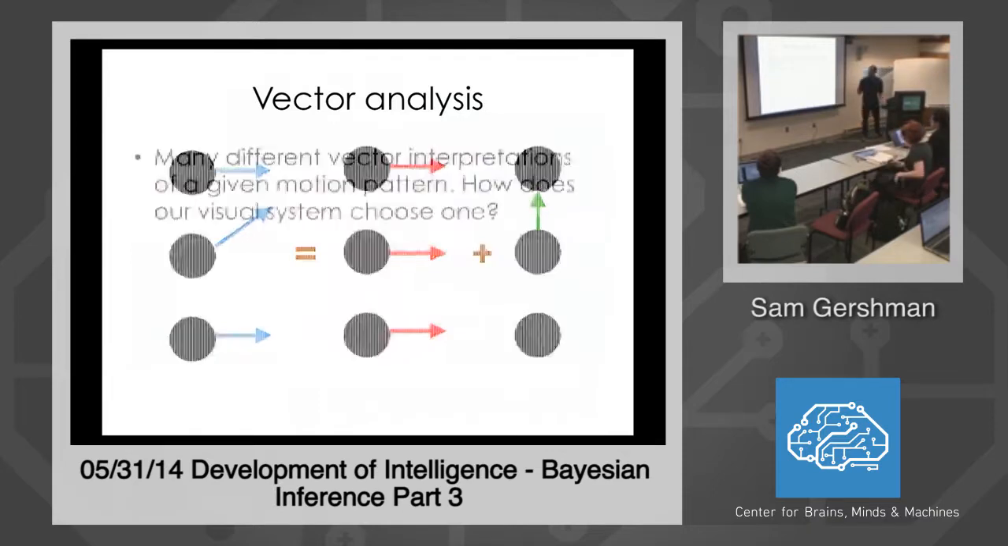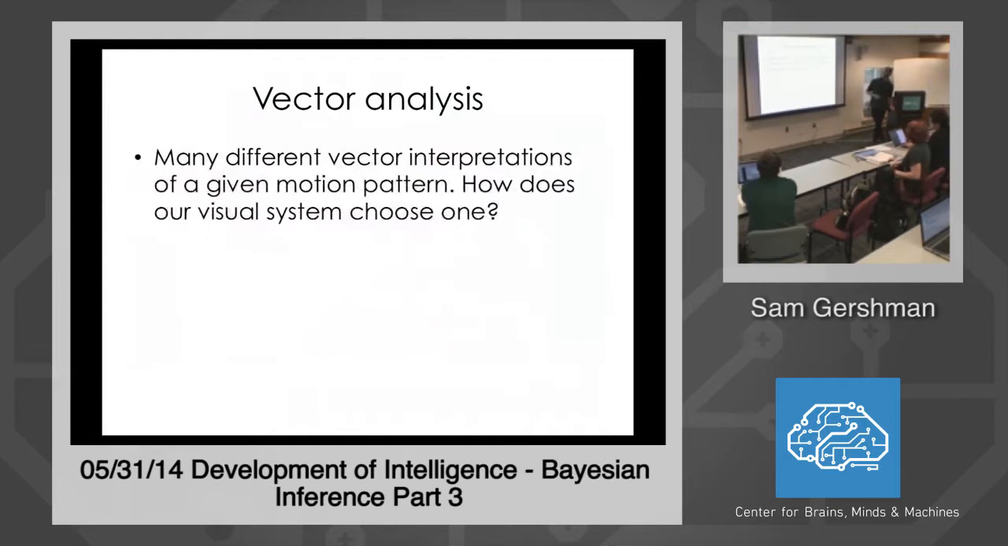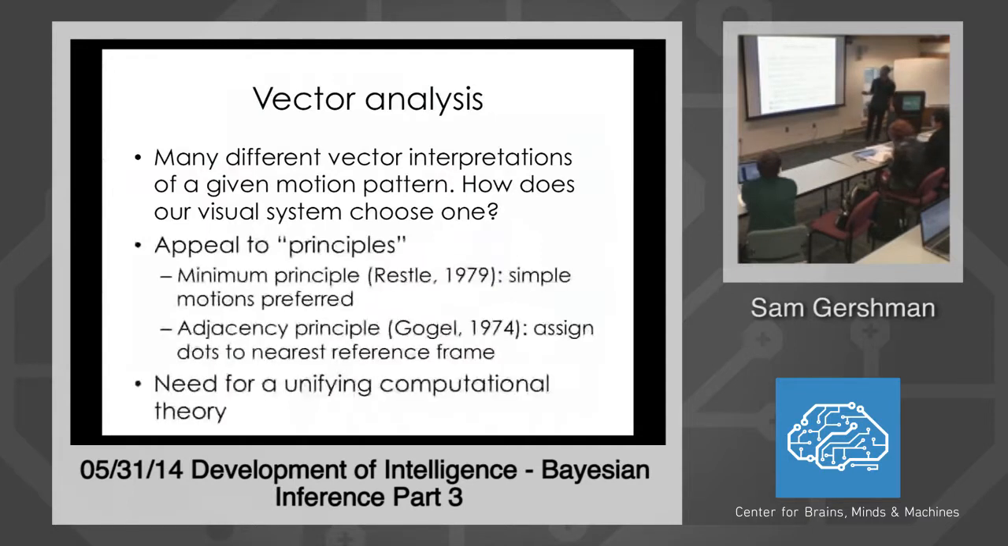The problem, though, is that many different vector interpretations are available for a given motion pattern. So how do we choose which one? Over the years, various principles have been proposed: the minimum principle, that simple motions are preferred, and an adjacency principle, that you should assign dots to the nearest reference frame. But no real coherent theory was proposed that could integrate all of these different principles.